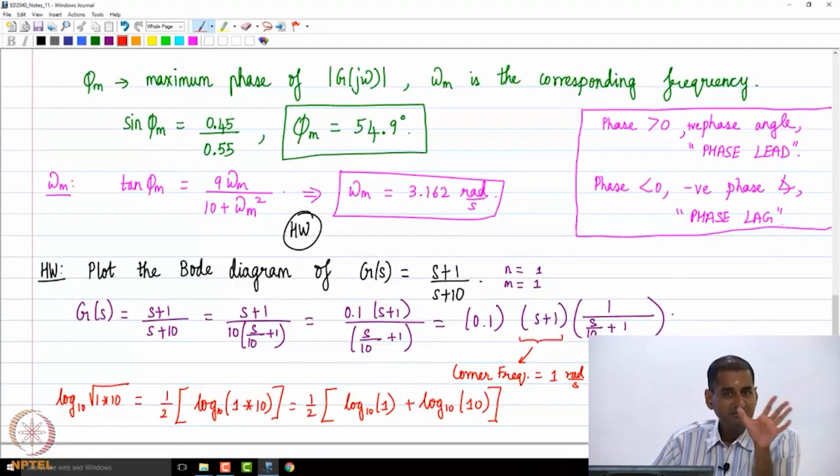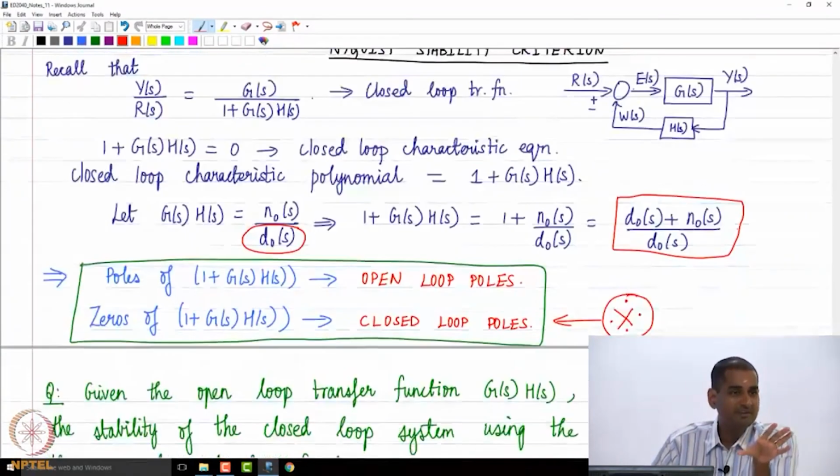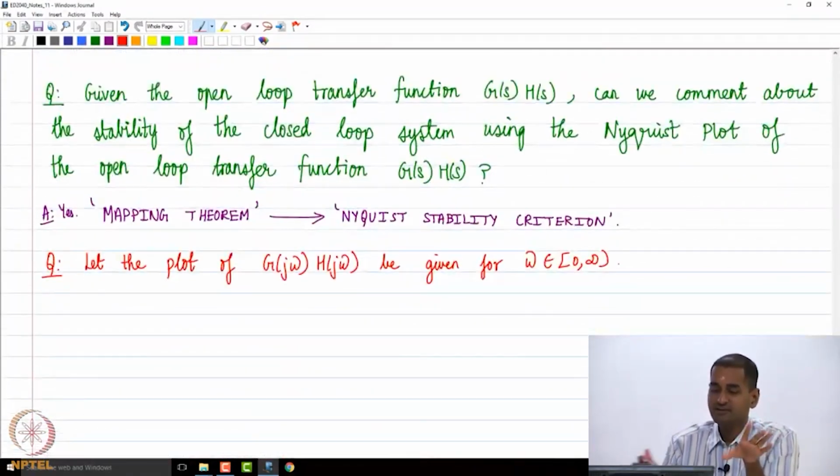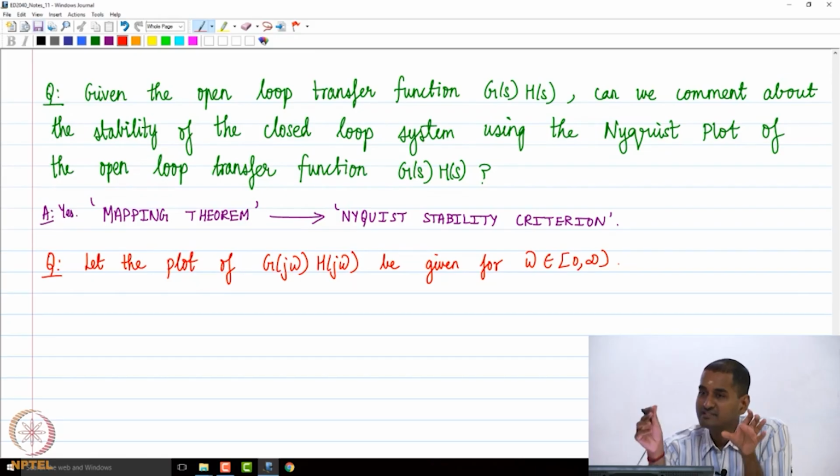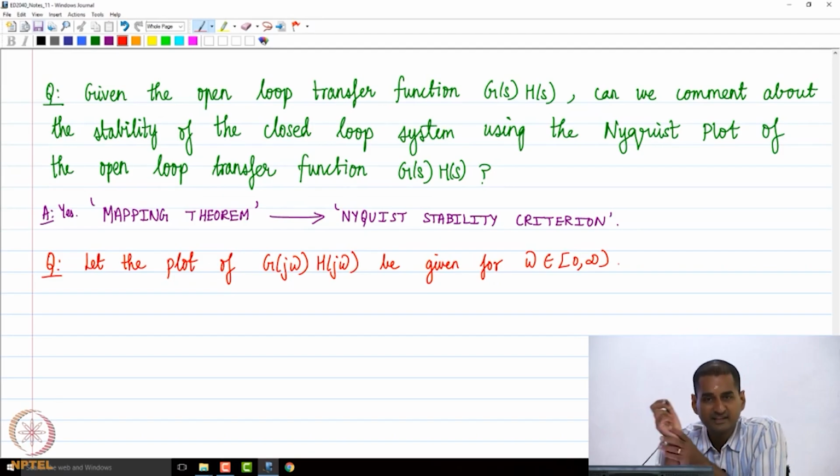Okay, so till now we have been looking at omega as a physical parameter, associated with frequency, which can take only positive values. But when we go to the mapping theorem and the Nyquist stability criteria, we are going to look at omega as a real parameter, and it can take values from minus infinity to plus infinity. We will learn that in the next class.